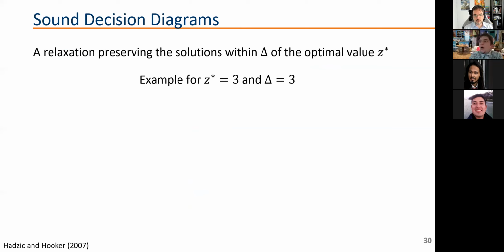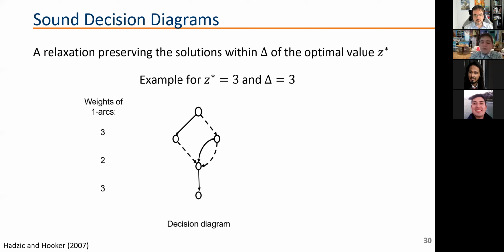Let's say that we want to represent all the solutions, all the near optimal solutions of a problem. Here's an example where we have an optimal solution of value 3, and we want to represent any solution with a value between 3 and 6. So here you can see on the left the weights I'm associating with the arcs, so 3, 2, and 3. And we have 3 different solutions here, ranging in value from 3 to 6.